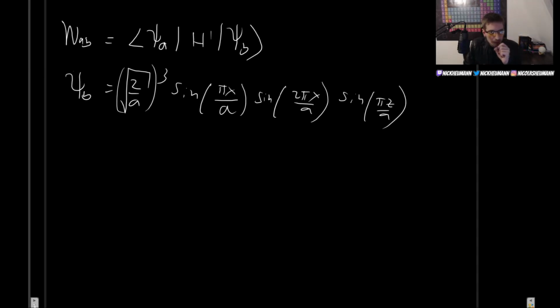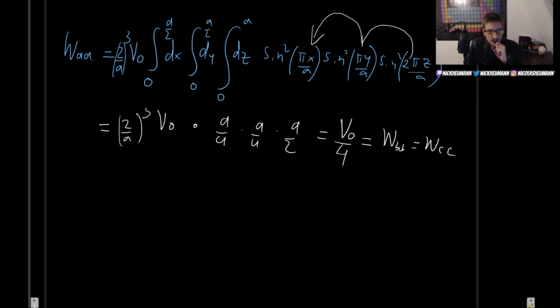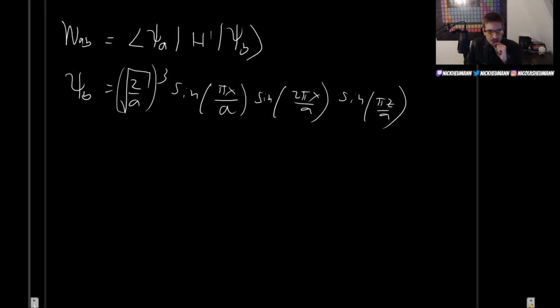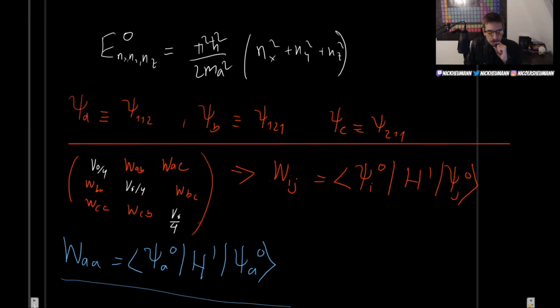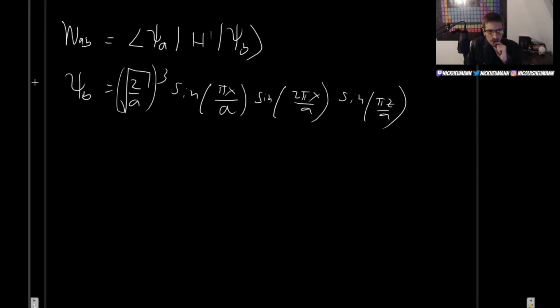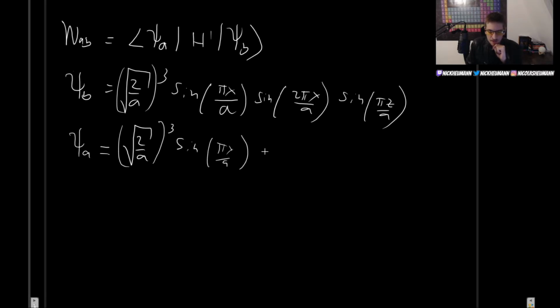And please do remember the wave function that we just used for a, did I write it down? No, I'm a horrible person. I'm just going to write it down here. I want to make sure that this is clear, so I'll take the time to do it. So for a, it was 1, 1, 2. So it's sine of pi x over a, sine of pi y over a, and sine of 2 pi z over a.